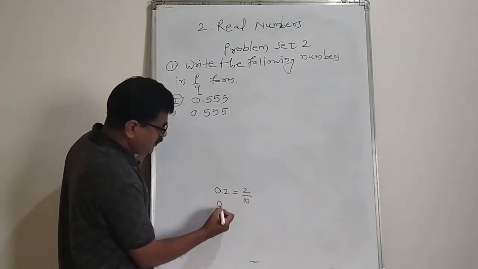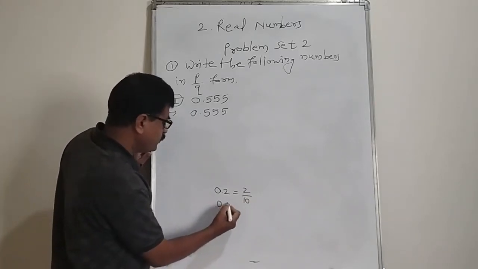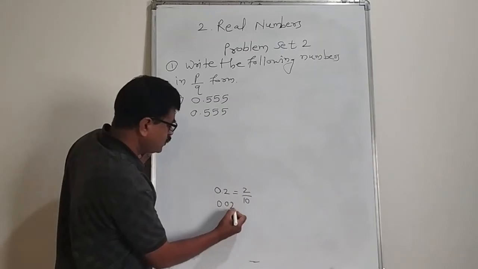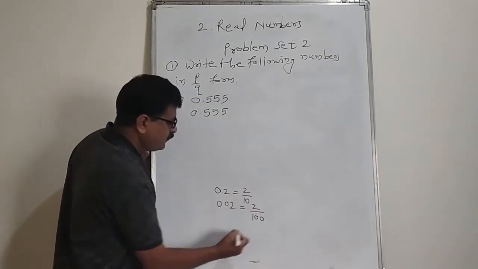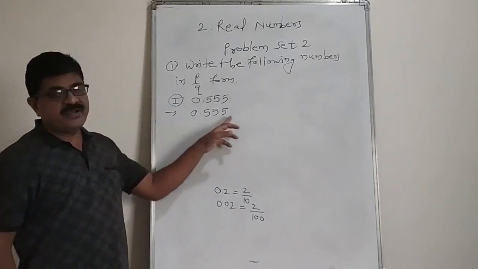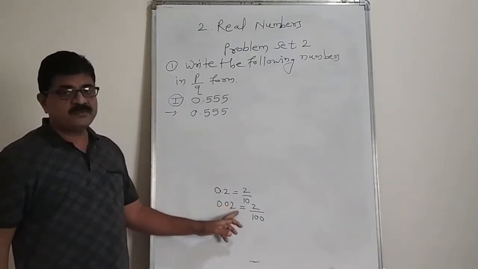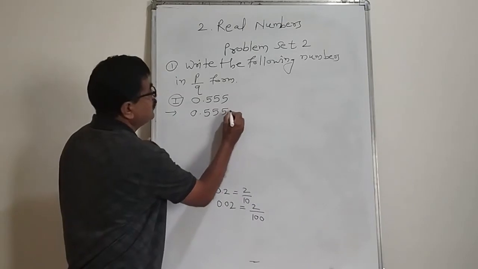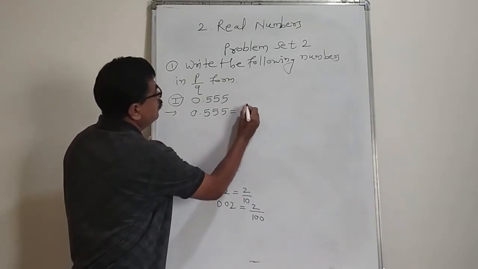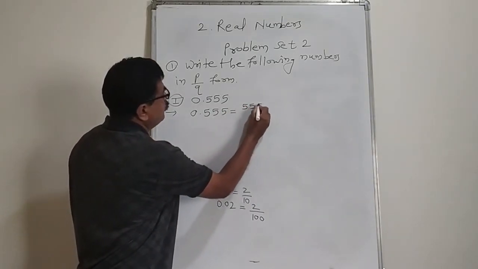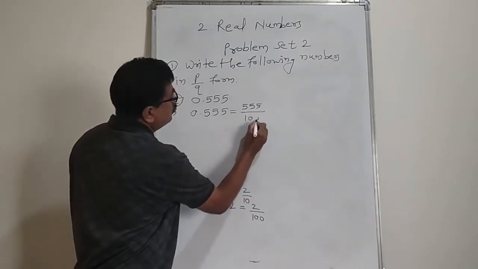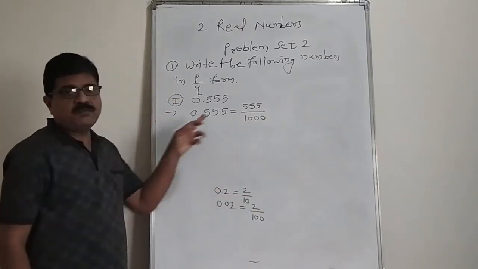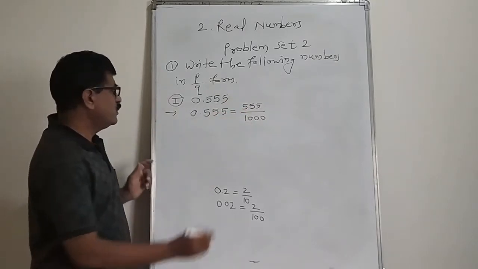If there are two digits, 0.02 is equal to 2 upon 100. If there are three digits, then we divide by 1000. So 0.555 is equal to 555 divided by 1000. This is of the form P upon Q.